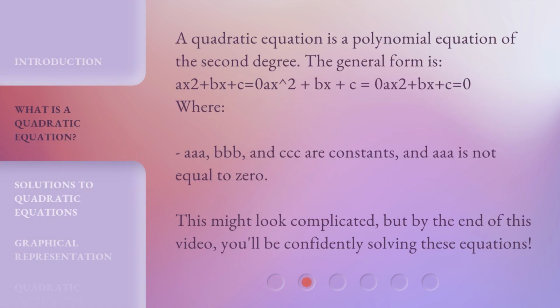A quadratic equation is a polynomial equation of the second degree. The general form is ax² + bx + c = 0, where a, b, and c are constants, and a is not equal to 0. This might look complicated, but by the end of this video, you'll be confidently solving these equations.